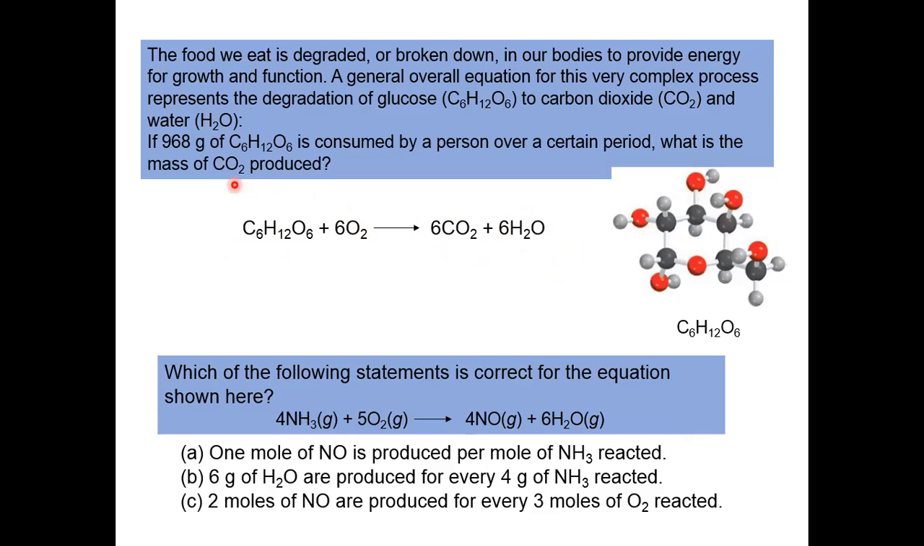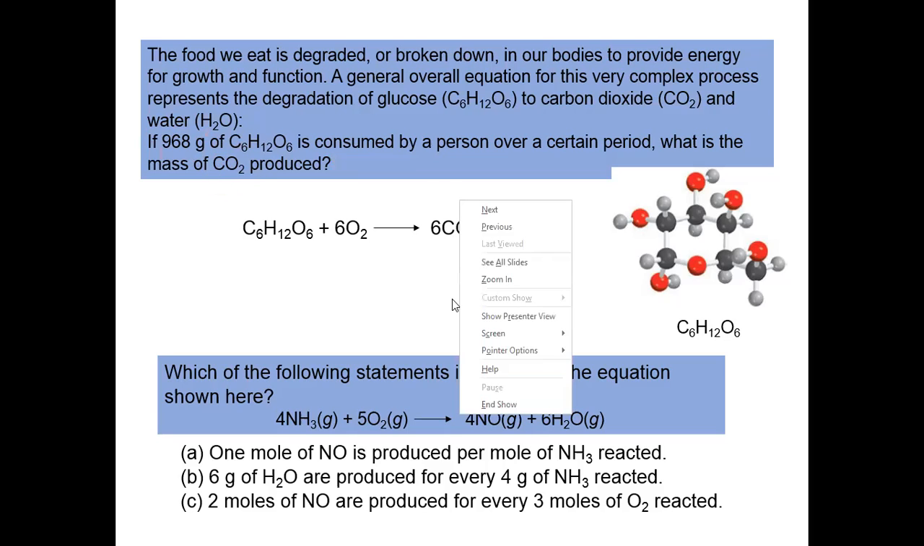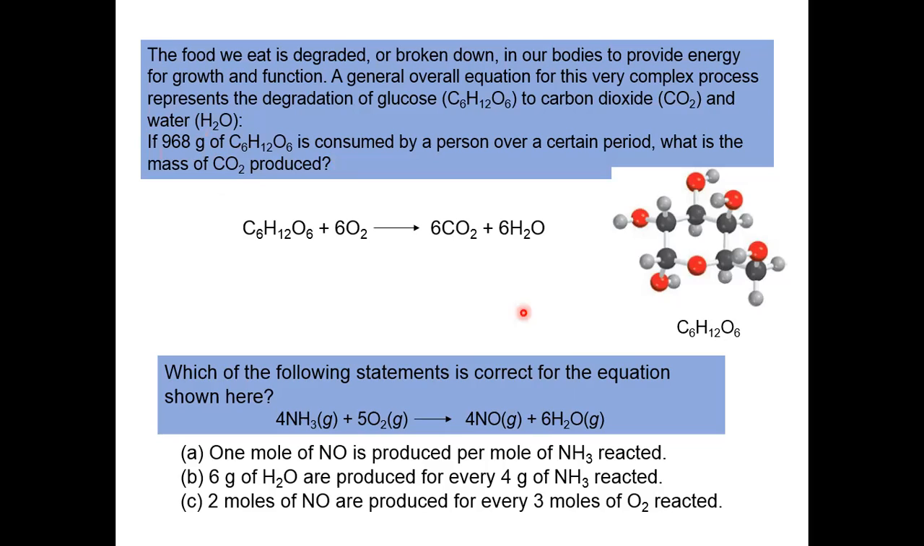So I want you to think, if we have 968 grams of glucose, which is consumed by a person over a certain period, what is the mass of carbon dioxide produced? If the person uses this amount of glucose, he produces some amount of carbon dioxide. So we need to find the amount of carbon dioxide produced. Think about this one, then we'll try to find it out. I'll give you a couple of minutes.